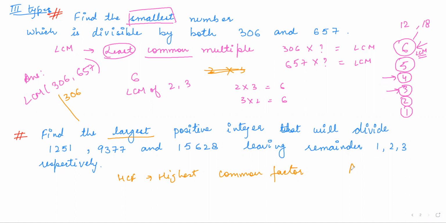For example, I have two numbers, A and B. So the HCF will divide A, and the HCF will also divide B. That means it is a common factor of both. Understood? Yes, ma'am. It is the highest. LCM is the least multiple and HCF is the highest factor.